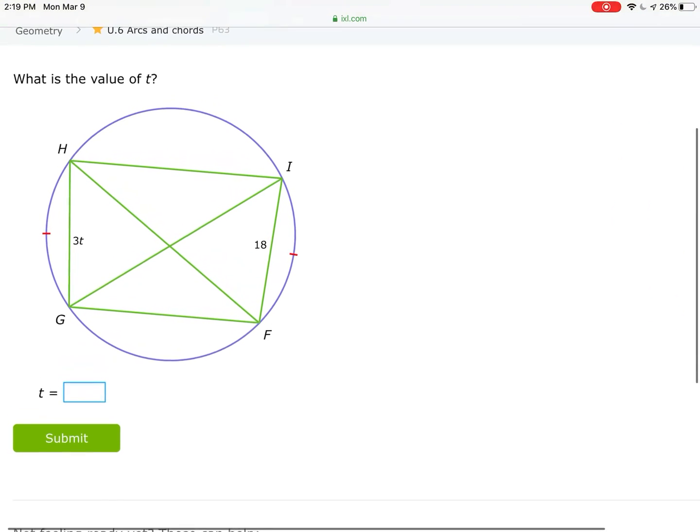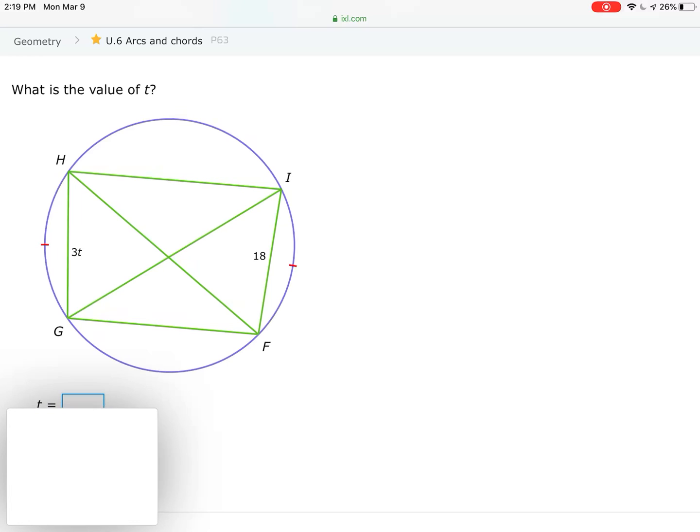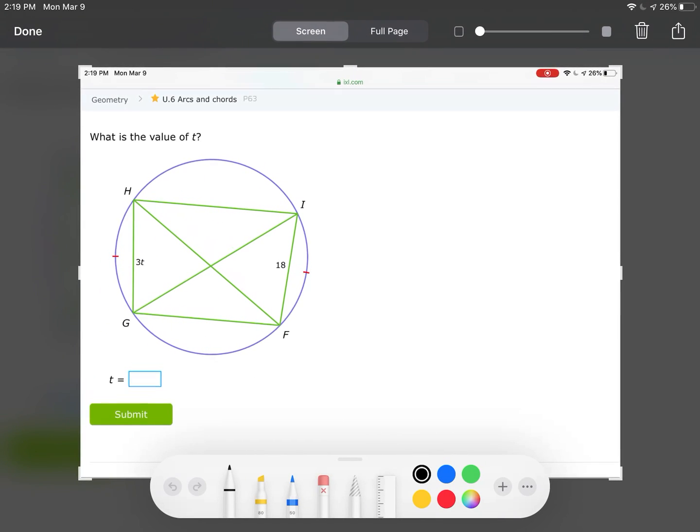Okay, so in this section we learned that if two chords are congruent to each other, then that means that they subtend the same arc measure. So in this case, we know that this arc is the same as this arc. Therefore, that implies that this chord should be the same length as this chord. Since they're the same length, you could set them equal to each other. So that would be the appropriate equation in this case. So we're going to say 3t is equal to 18, and then all we got to do is divide by 3. Divide by 3, this cancels out, and we get t equals 6.